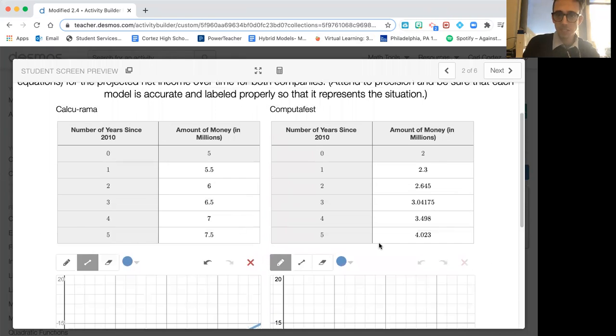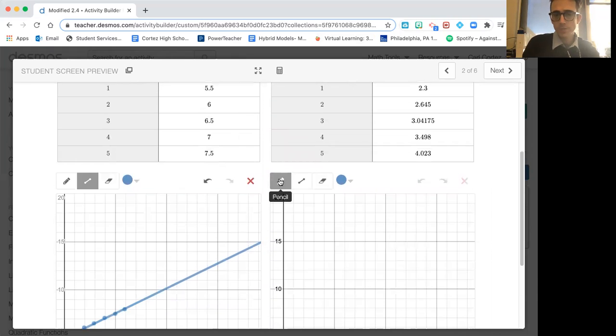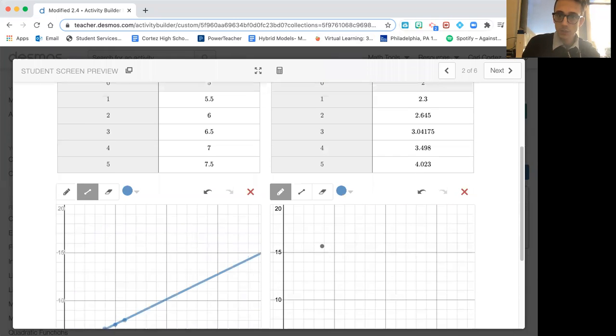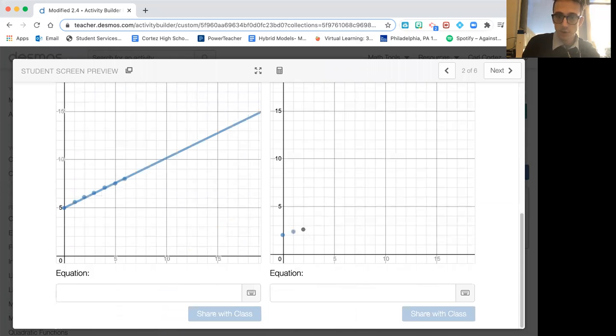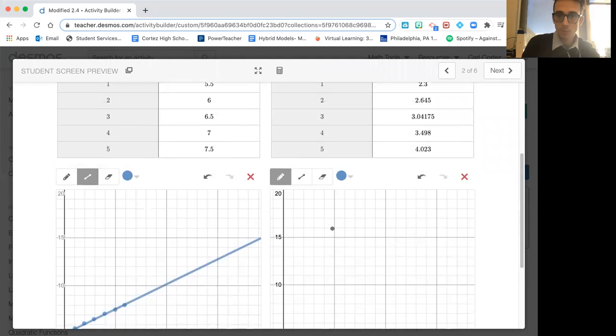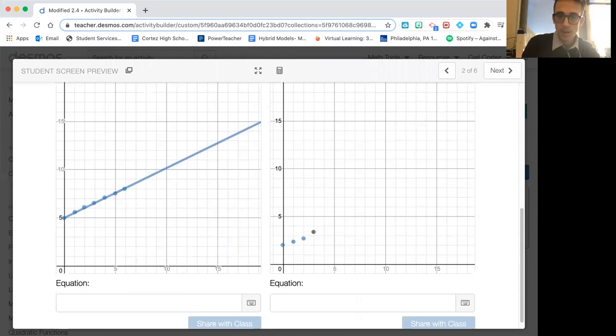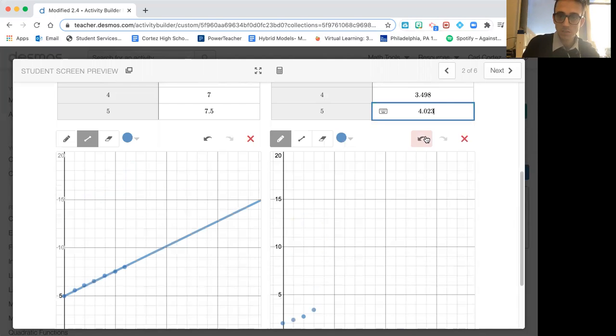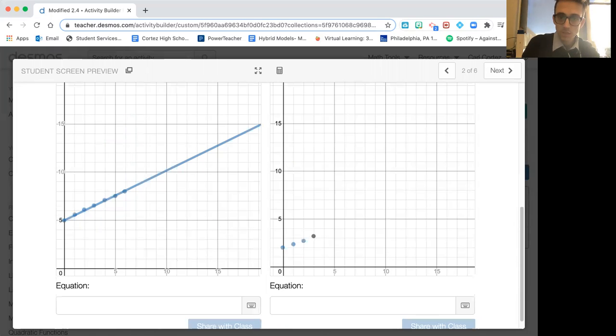That's going a little bit differently. So at year 0, it's starting with 2. And then it's going to 2.3, which is a little bit more, so like here. And then it's going to 2.645, a little bit closer to 3. 3.04, now hopping over the 3, 3.498, so kind of smack dab. I don't really like that one. Okay, so we'll put that there.